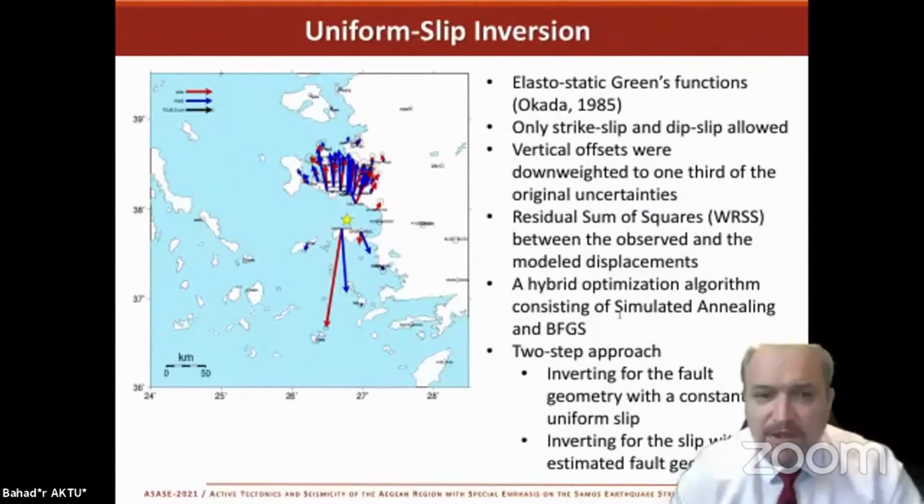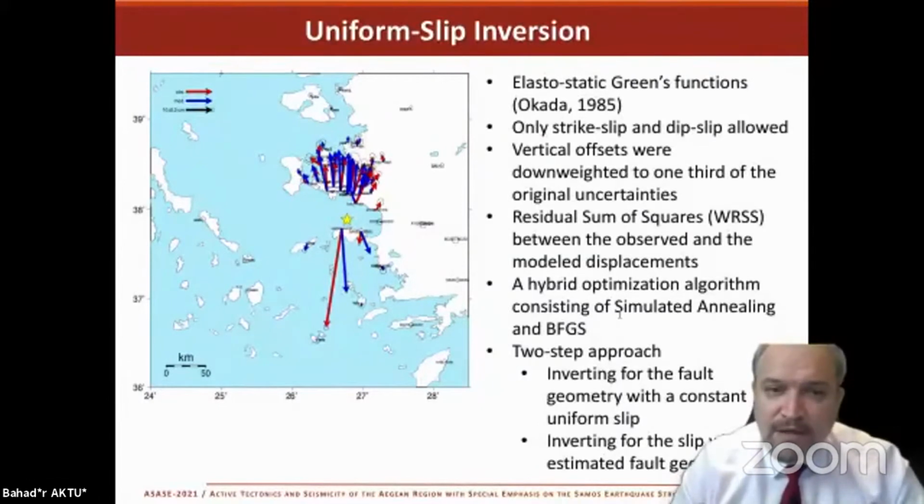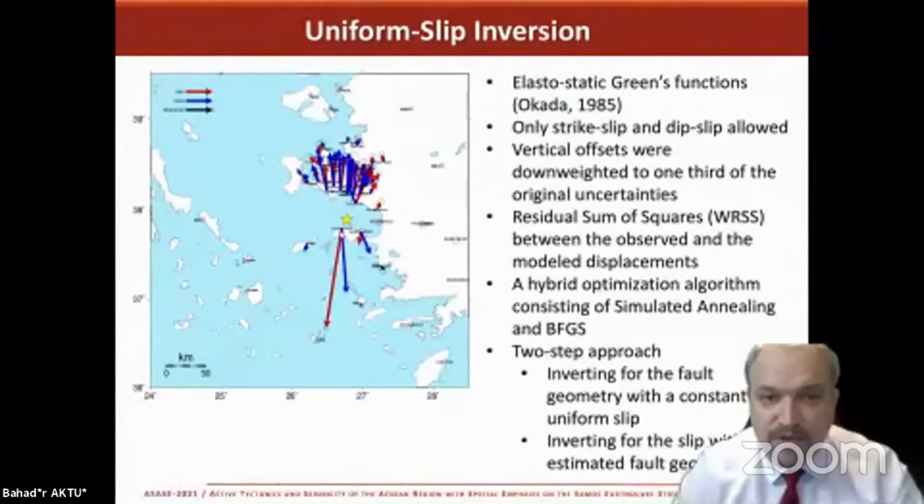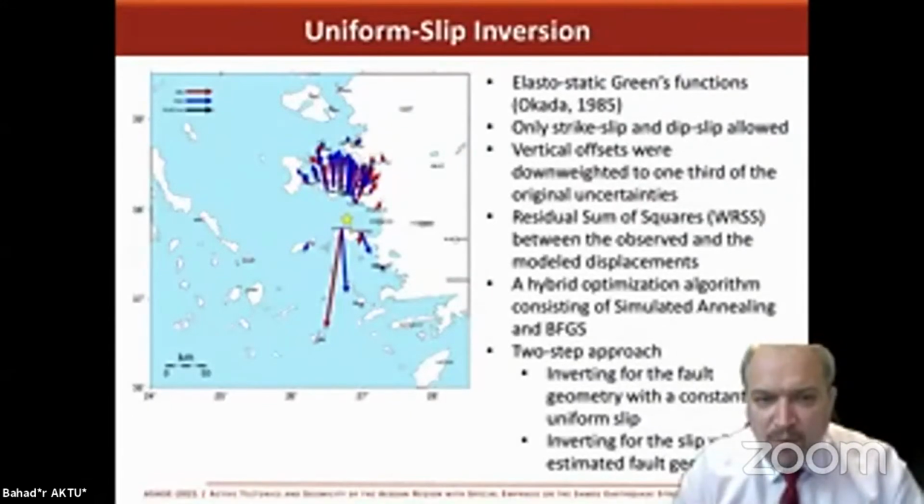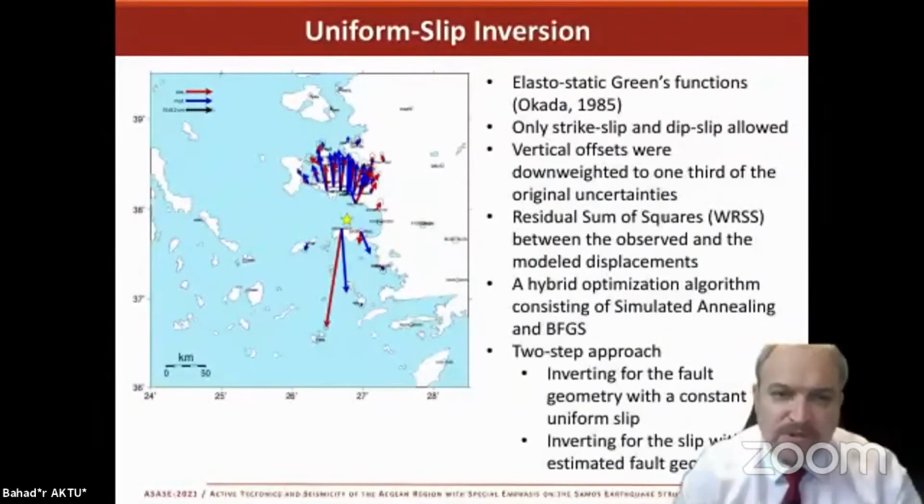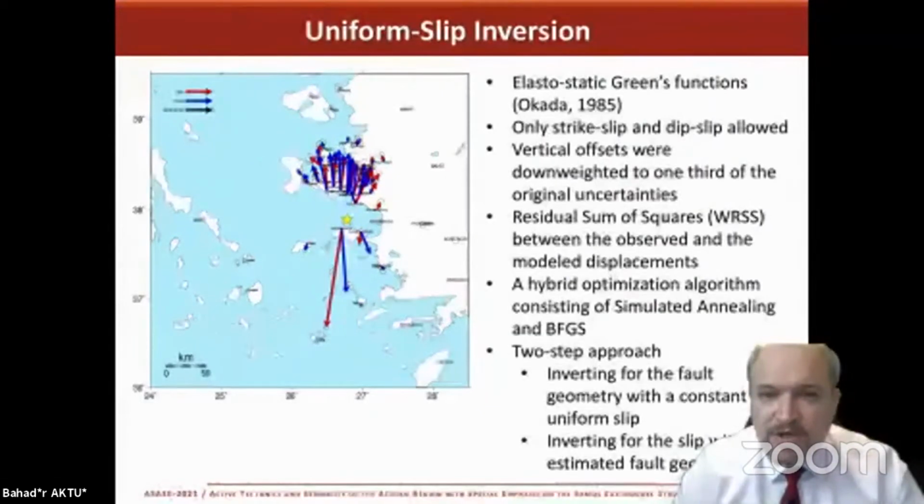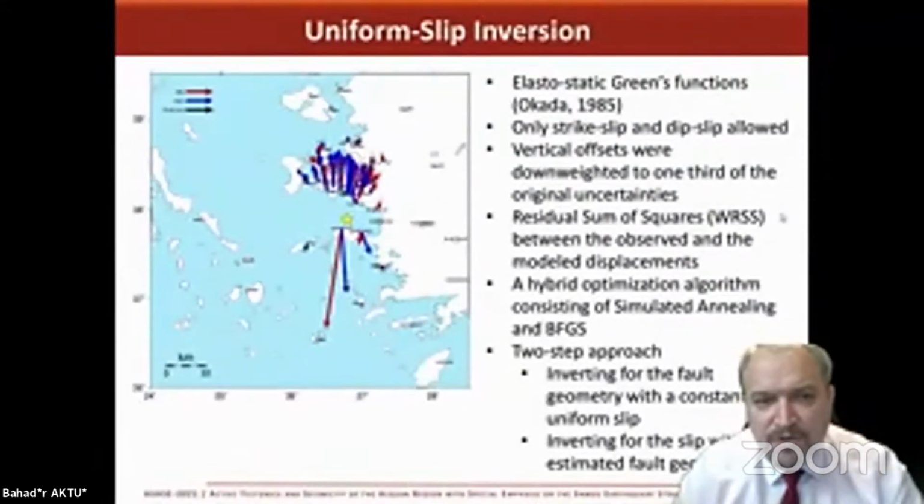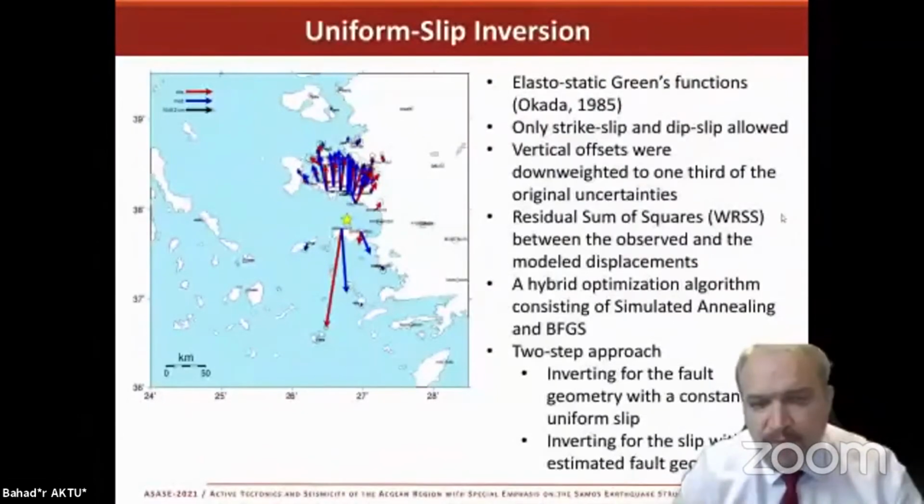We used the elastostatic Green's functions, Okada 1985, and we didn't allow any tensile component, no opening, so only strike slip and dip slip were allowed for the inversion process. We downweighted the vertical offsets to about 1/3 of the original uncertainties, which corresponds to about 10 times variance downweighting. And for the optimization, we use a hybrid approach, which employs simulated annealing, which can avoid the local minima. And afterwards, we used an efficient algorithm, BFGS, a derivative-based method.